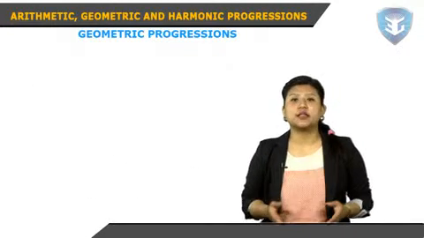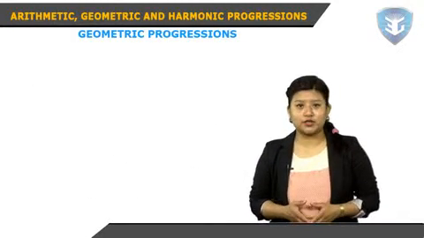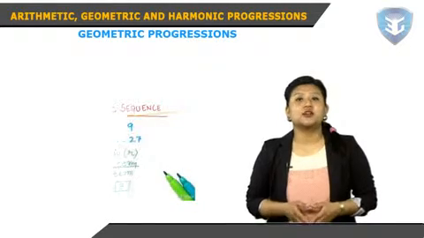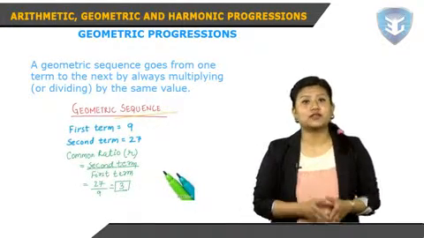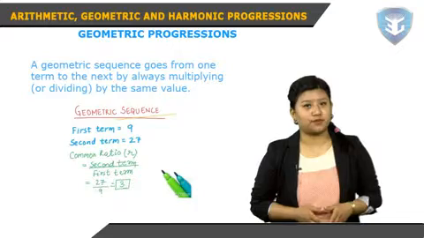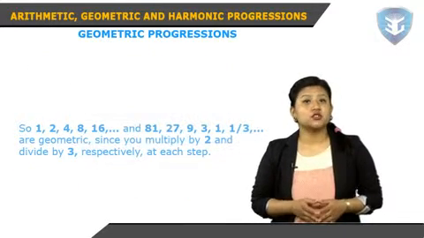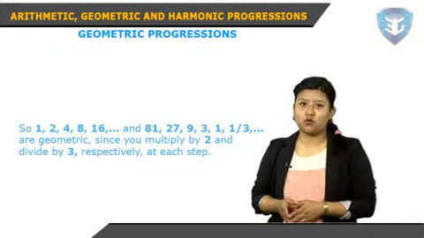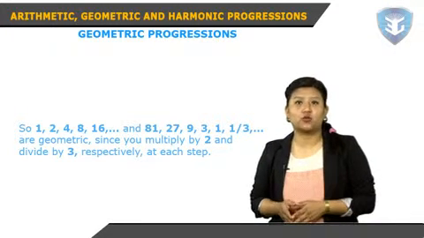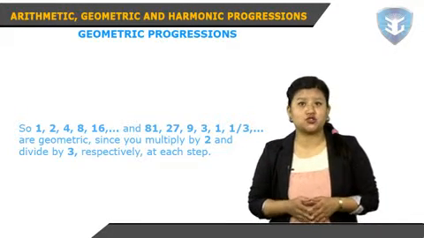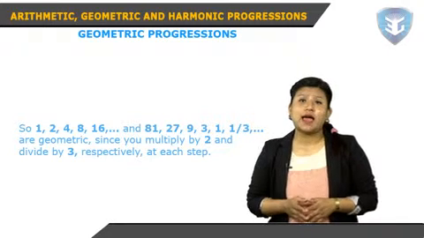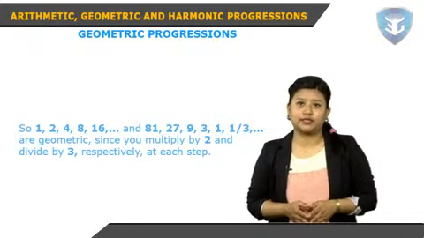Now moving on to the next topic, we will study geometric progressions. A geometric sequence goes from one term to the next by always multiplying or dividing by the same value. So, 1, 2, 4, 8, 16 and so on, and 81, 27, 9, 3, 1, 1/3 and so on are geometric since you multiply by 2 and divide by 3 respectively at each step.